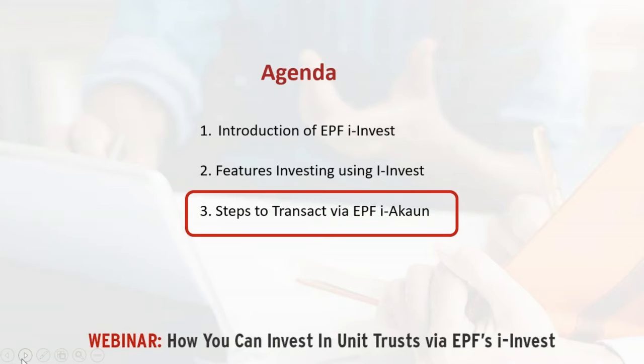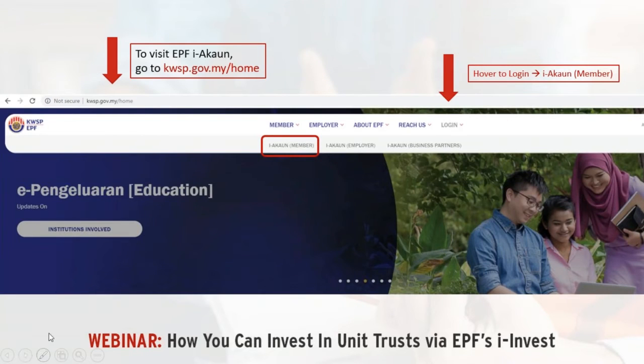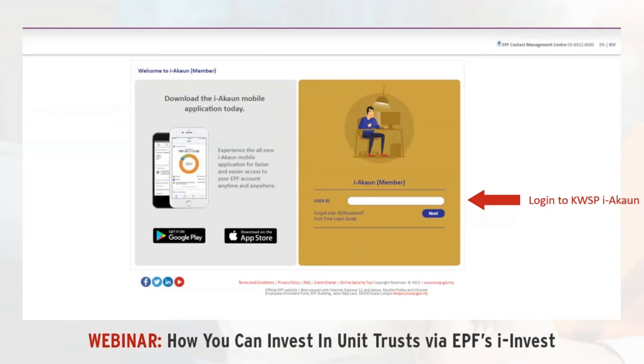For this part, I will cover how to perform buy, switching, and redemption via i-Account. First, I will share how to perform a transaction via i-Account. To visit the EPF i-Account, you may go to kwsp.gov.my/home, hover over login here, and select i-Account member for login. Once you click on i-Account member login, you come to this screen. You may proceed to log in with your user ID and password.